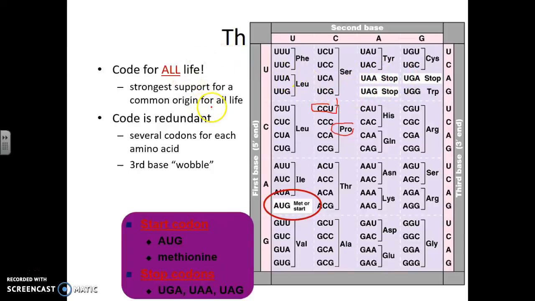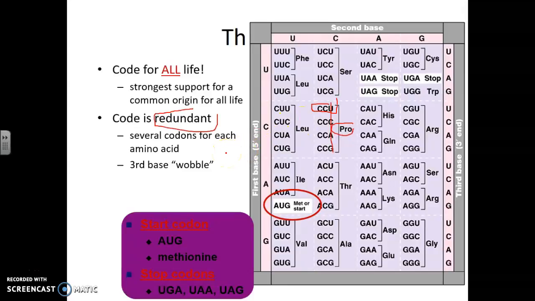Another thing to realize about this code is the code is what they call redundant. And what that means is that there are several different codons that code for one amino acid. So for example, if you look at the amino acid proline, one of my favorite ones, I just memorized it, I just know it, as long as the first 2 bases are CC, it does not matter what the third base is, it will code for the amino acid proline. This sort of phenomenon is known as the third base wobble.